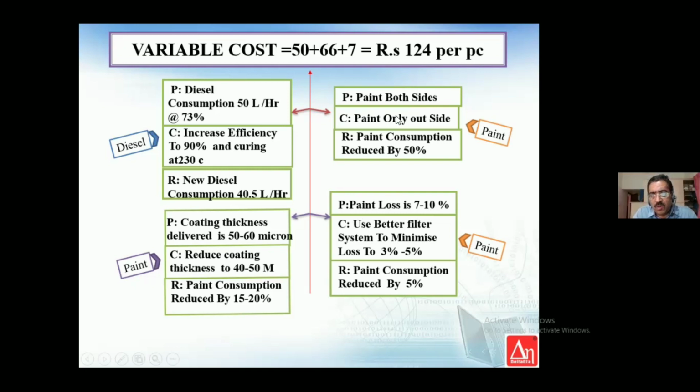In the same way, this painting on both sides is also an extravagance because he doesn't want both sides. He wants only one side. Why are you giving both sides? So the third one we have for the paint is the loss of 7 to 10%. This is a wastage. Neither the customer receives it, nor the company is gaining from it.